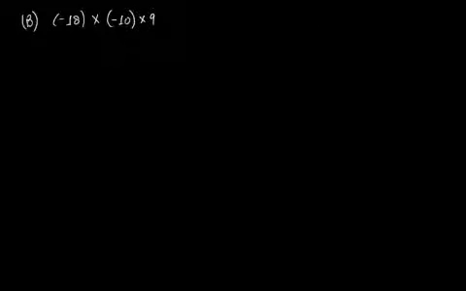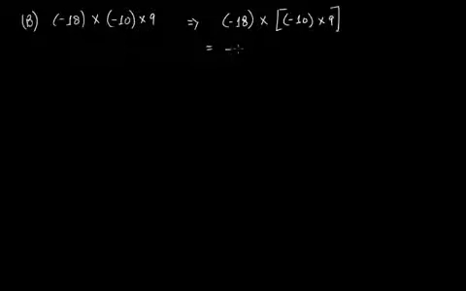Let's move to the next question, and that is minus 18 times minus 10 times 9. Here again you can use the associative property to make your calculation easier. One way could be that you do minus 18 times, grouping together minus 10 and 9, right? So this will give you minus 18 times minus 90.